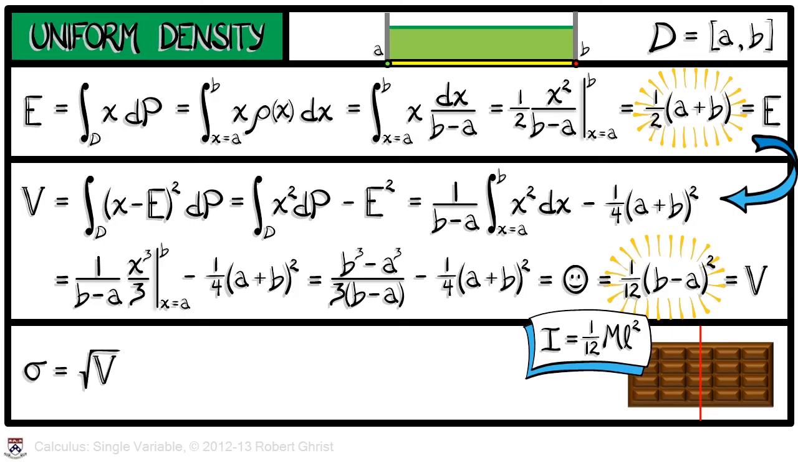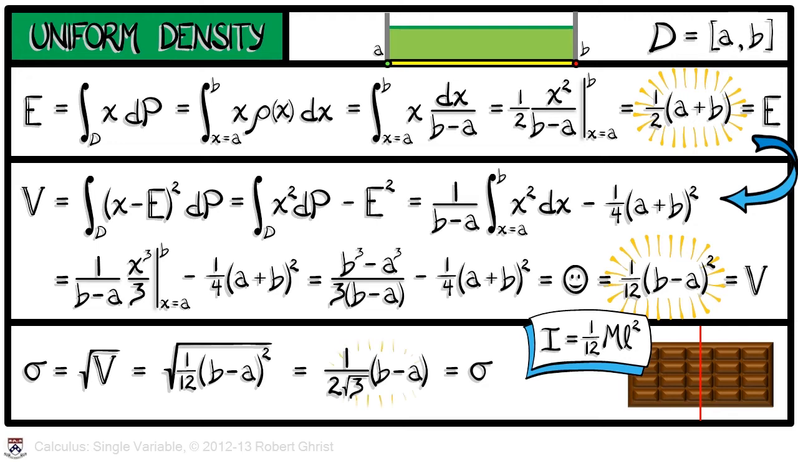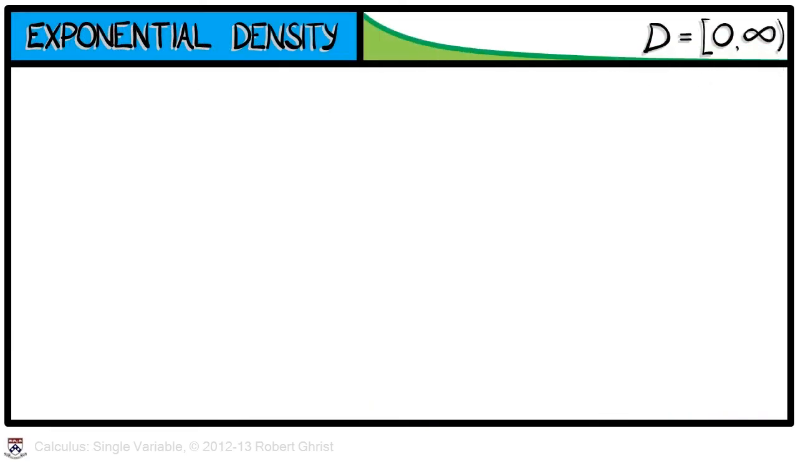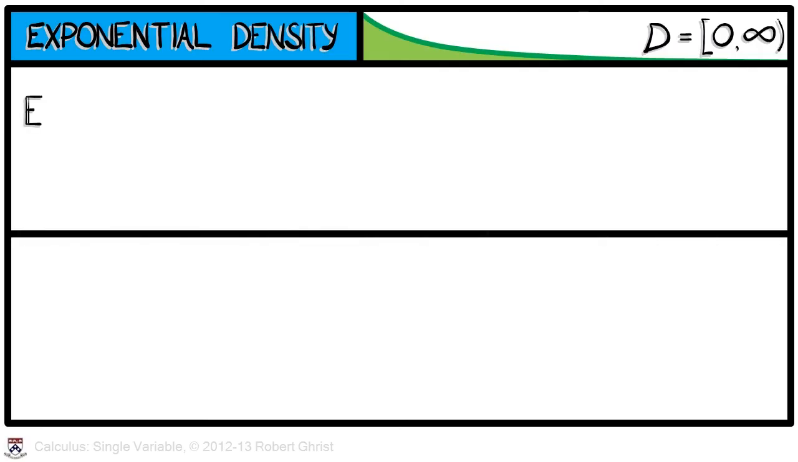The standard deviation is the square root of the variance. That is the square root of 1/12 quantity b minus a squared. In other words, b minus a over 2 root 3. How about a different density function, an exponential density over the domain from 0 to infinity?